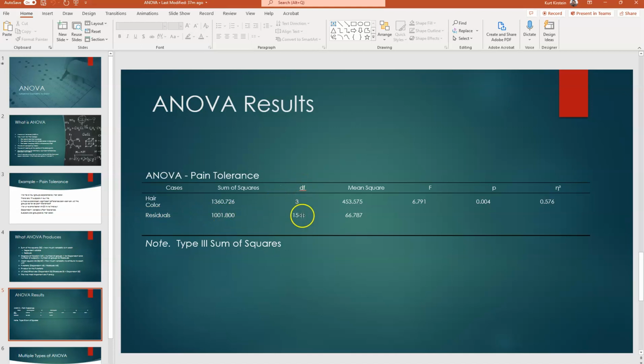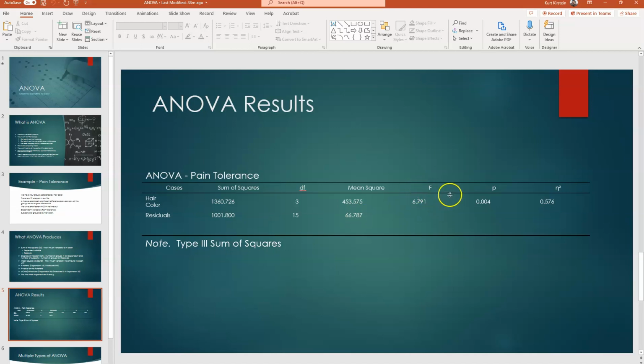Its degree of freedom is the number of subjects minus the number of groups. So that becomes 19 minus 4, which is 15. We take the sum of the squares, divide it by 15 degrees of freedom, and we get a mean square of 66.787. Now, here's what's really important.